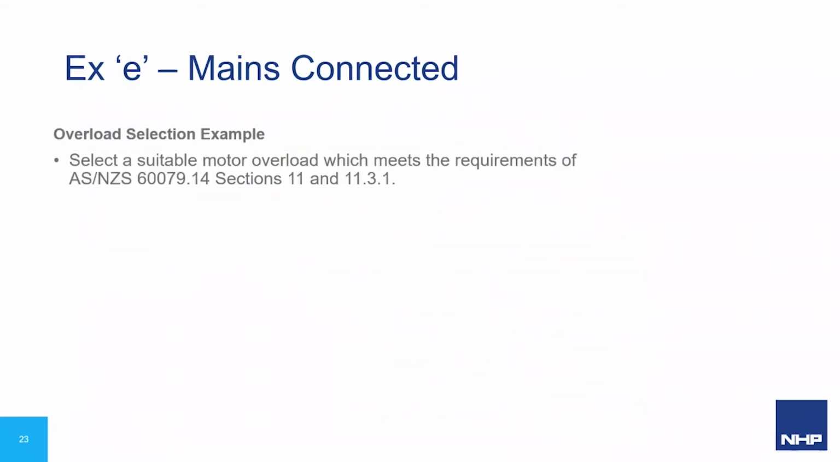So if we begin to look through a selection example here, we'll select an overload that meets the requirements of section 11 and 11.3.1. Now the first step will be to gather the necessary information from the motor nameplate and know your temperature class and supply voltage within the hazardous area, especially the supply voltage that will be provided to the motor.